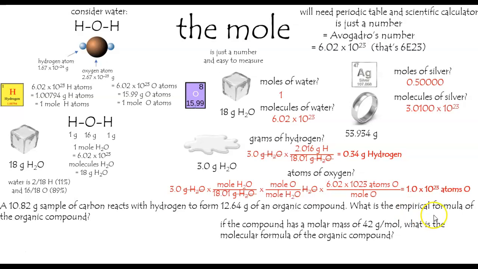Empirical formula means the simplest ratio. It could be C1H2, it could be C1H4, C2H3. We don't know, but we do know that it contains 10.82 grams of carbon. The rest is hydrogen. See how they annoyingly hid the amount of hydrogen in here? We'll subtract that out from that to find out how much hydrogen there is, and then we'll have a gram ratio.